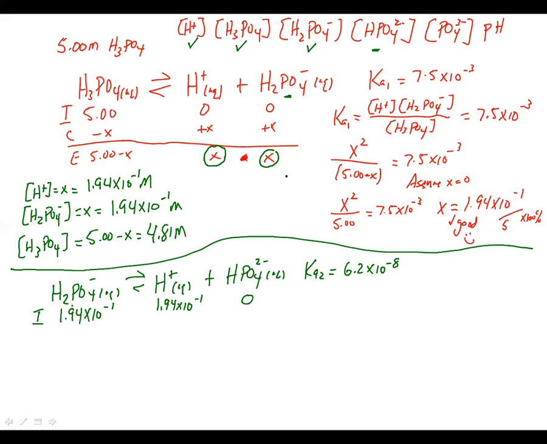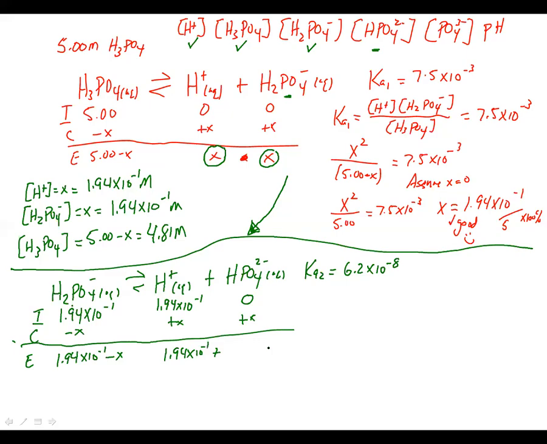So because this is a continuation sort of calculation, we have already generated both of those things from the first step in the equilibrium. So we won't have zeros all the way across on the right-hand side. We will have some numbers. The rest of it's going to be the same. We're going to do minus x, and plus x, which means when we get to equilibrium, we will have 1.94 times 10 to the minus 1 minus x. This will be 1.94 times 10 to the minus 1 plus x, and this would be x.